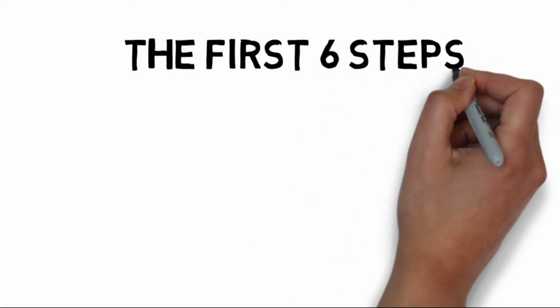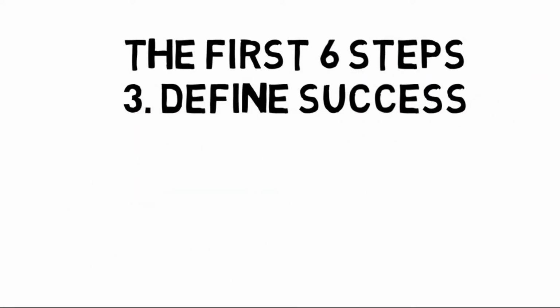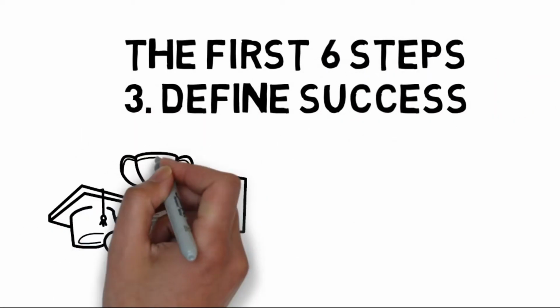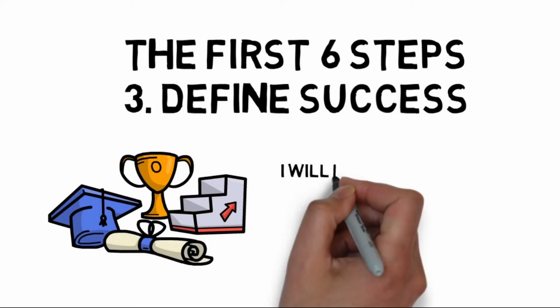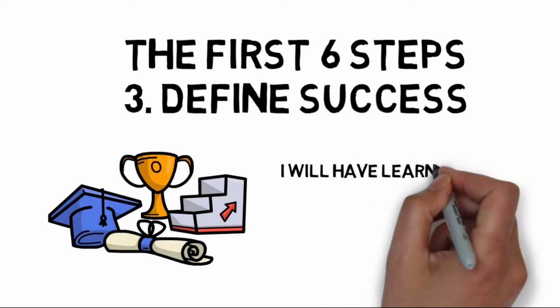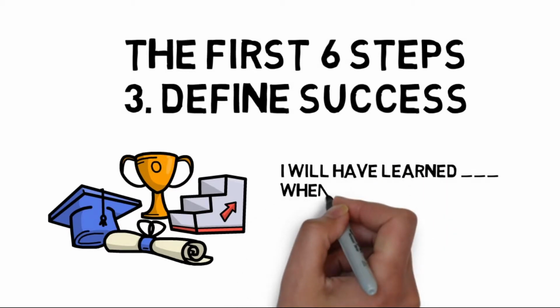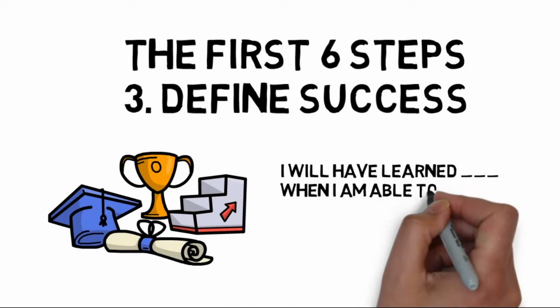The third step is to define success. In this step, you will decide the goal of your learning process. A good template is the sentence, I will have learned blah blah blah when I am able to blah blah blah.